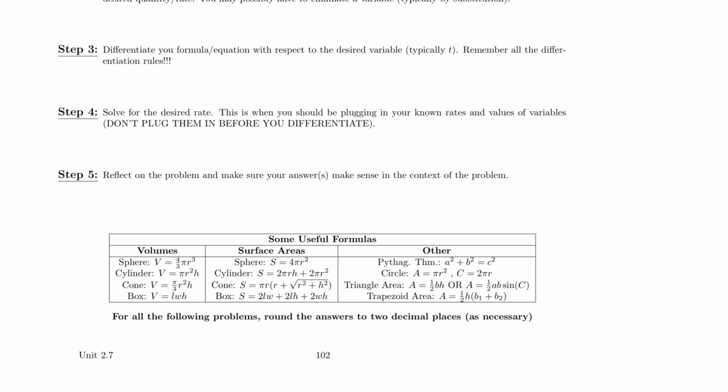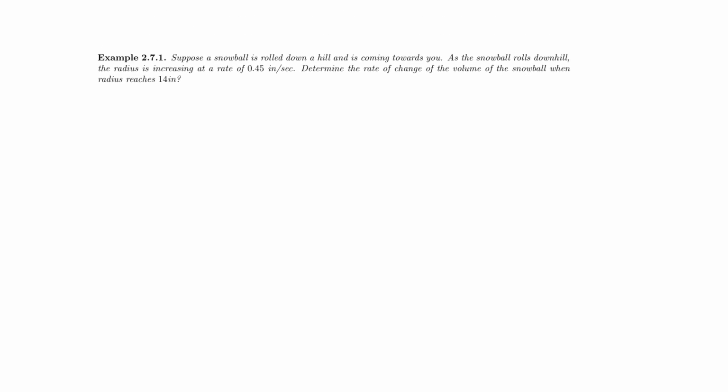For all the problems in related rates, for your homework, for the exams, for the exam review, you want to round your answers to 2 decimal places if necessary. If your answer doesn't have any decimal places, that's fine. But if it does have decimal places, round to 2 and then include units. So let's get started.